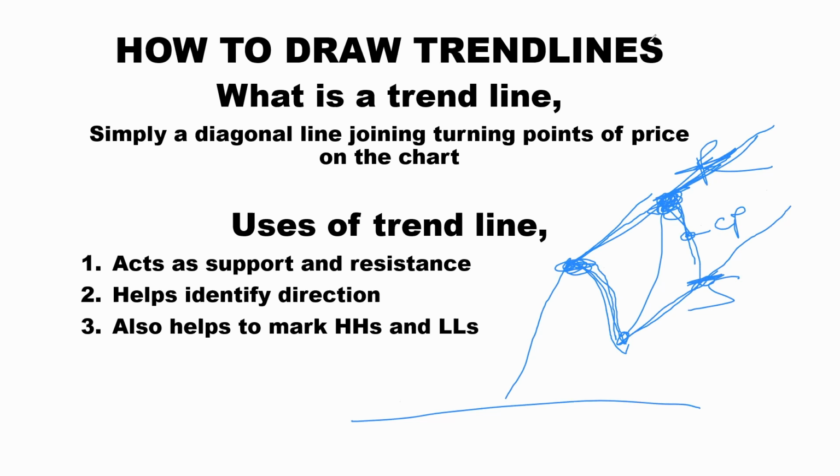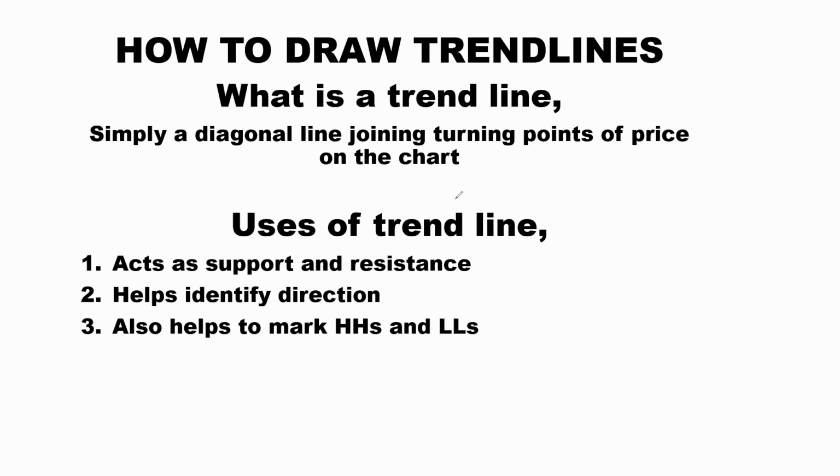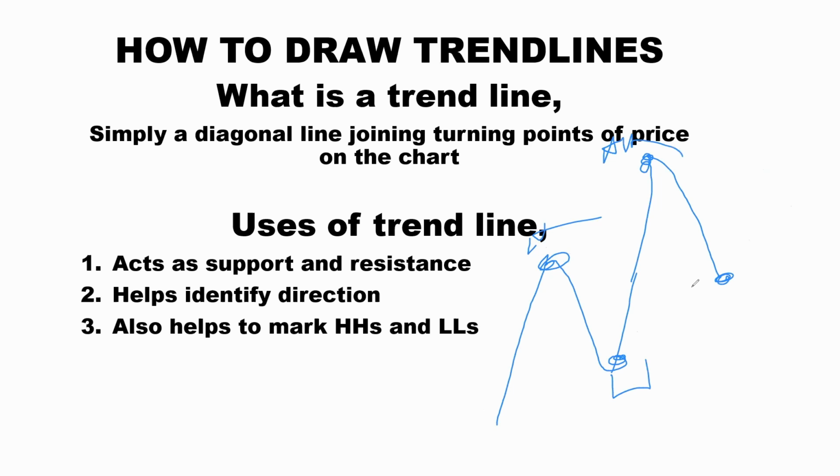Then the second one is it helps in identifying direction. How does it help in identifying direction? For example, if the market creates a high, creates a low, then creates a high, then again creates a higher low. This is a high, this is a low. It creates a higher high, creates a higher low. Now, by definition, what we call an uptrend is when the market is creating higher highs and higher lows.